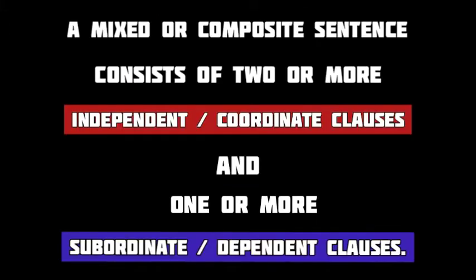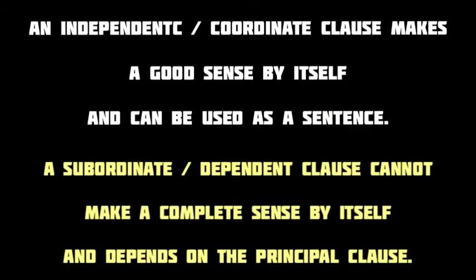But what is a mixed or composite sentence? Well, a mixed sentence consists of two or more independent or coordinate clauses and one or more subordinate or dependent clauses. In other words, a mixed sentence has at least two independent or coordinate clauses and at least one subordinate or dependent clause. We know that a clause is a part of the sentence with its own subject and predicate.